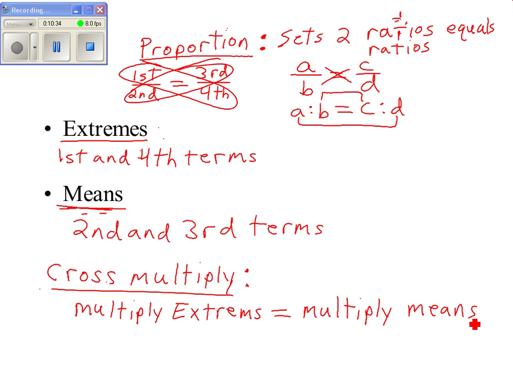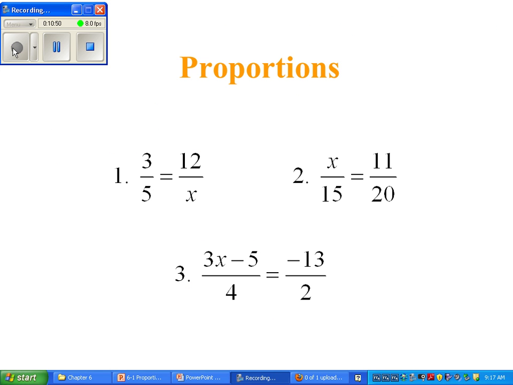So again, that's probably new, extremes and means. You gotta know that because we're gonna do some stuff later on with the means, different kind of means in math. We're gonna talk about that later on in the chapter, in the next chapter also. Write these three down. We're gonna solve these really, really quick.